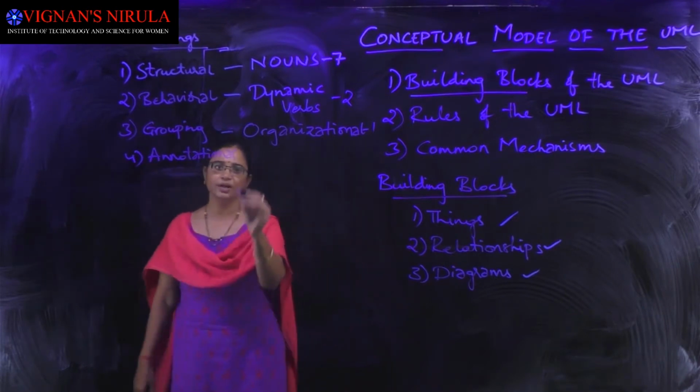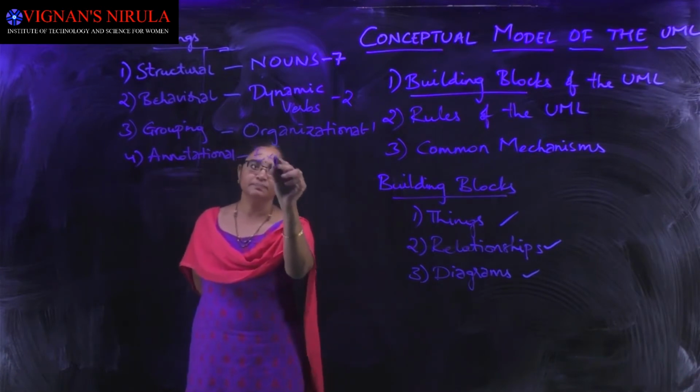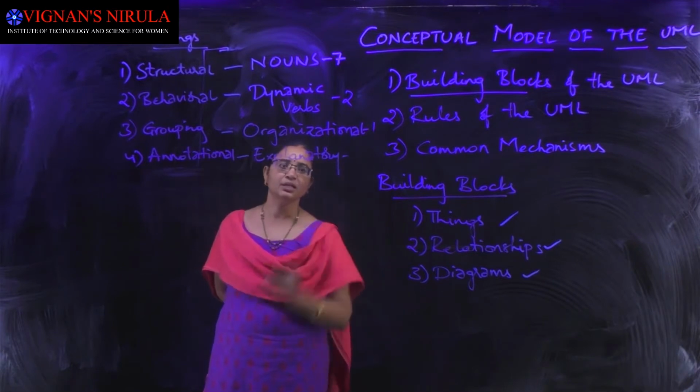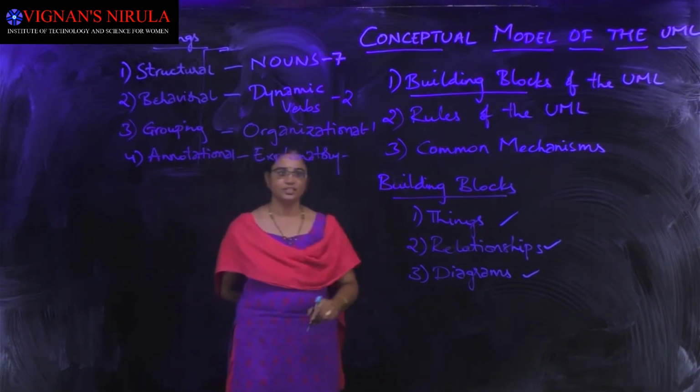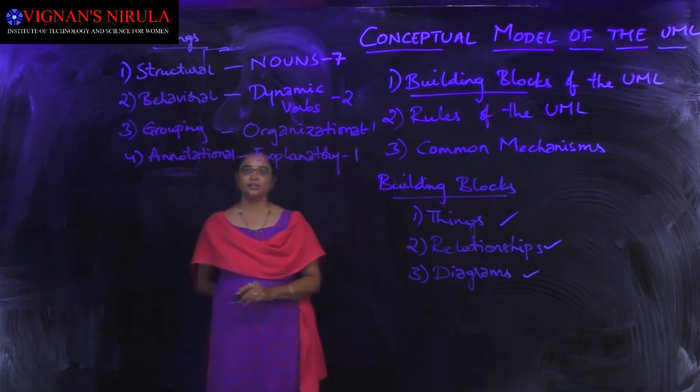Coming to the annotational parts of the UML. These are the explanatory parts of the UML. Here we are having only one annotational thing, that is note. Okay, so these are the things of the UML.